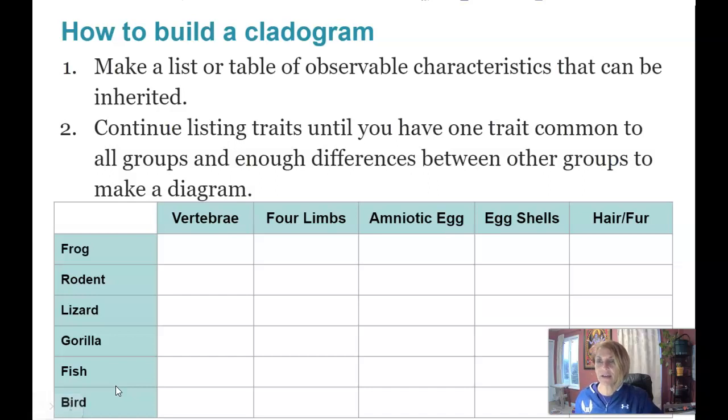So you want to look at traits that you can find that are common between them, and also traits that are different between them.